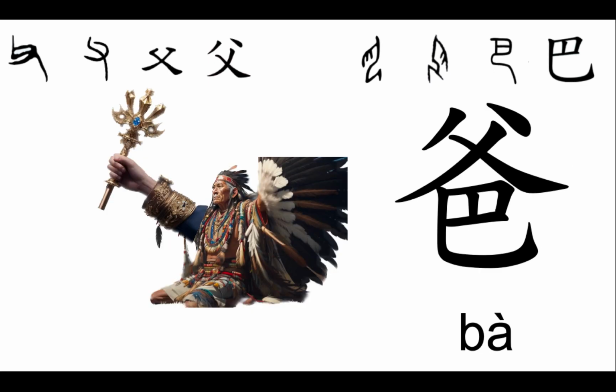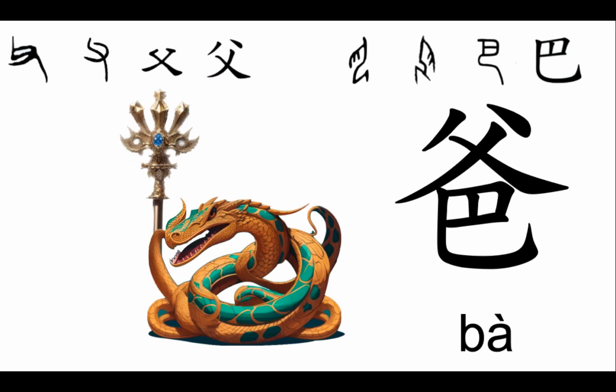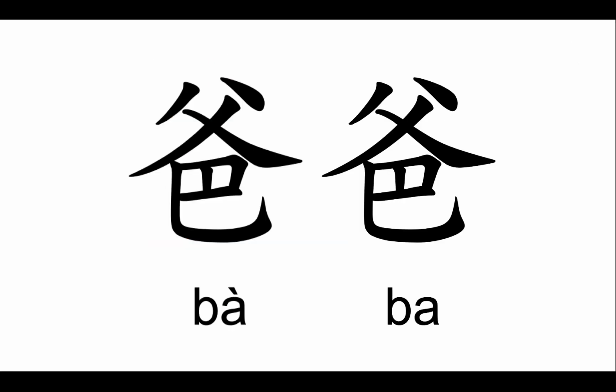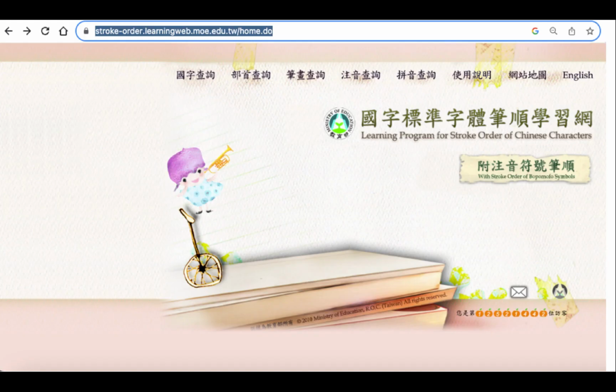No matter if you remember a person like an Indian chief holding a scepter, or a snake totem holding a scepter, when you use this visual memory to recognize or write the character Ba, the two characters Ba Ba will be easily incorporated into your long-term memory. Now, let's practice writing these two characters.